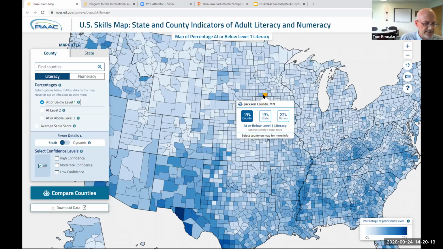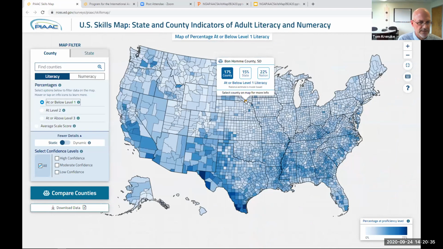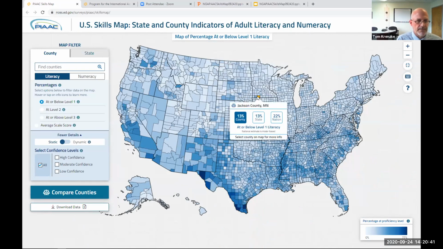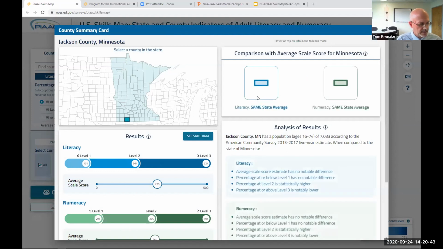You can see that the county estimate for the percentage at or below level 1 is the same as the state estimate, which is lower than the national model-based estimate. You can zoom out different ways using the controls or the mouse. When I click on Jackson here, it brings up a county summary card. In the county summary card, we can see the location of Jackson within the state of Minnesota.